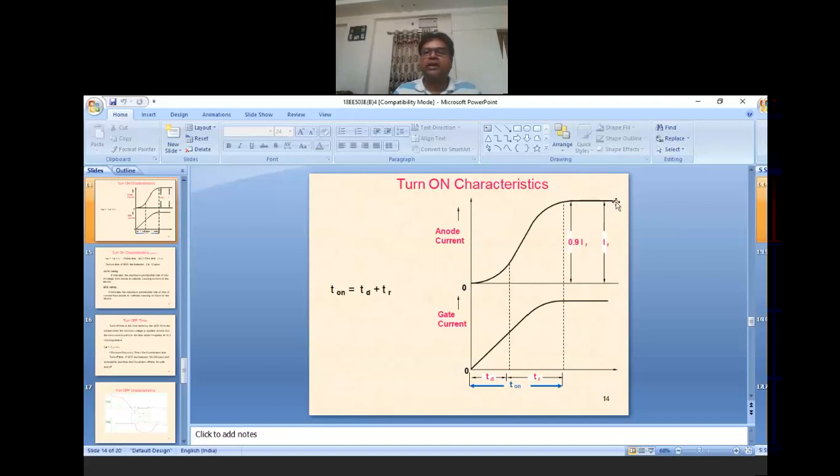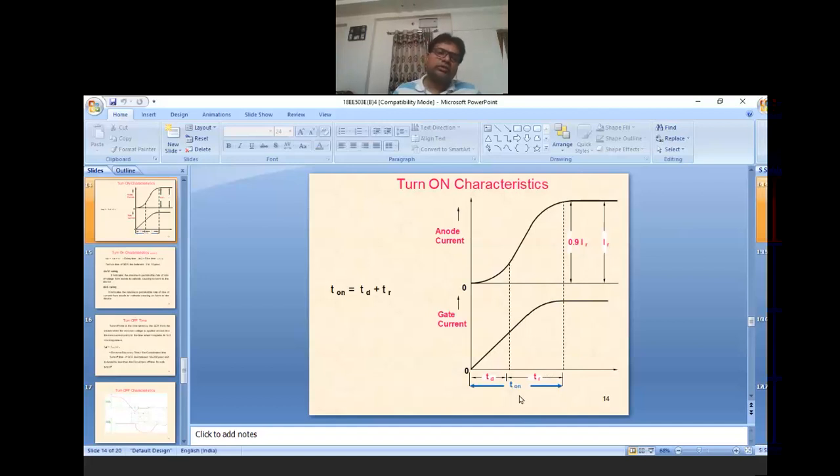That is, if the final current is 1 ampere, then the time taken by the current from 0 amperes to 0.1 amperes will be called the delay time. You can relate this to the forward blocking region. And TR, rise time, is the time taken by the current to increase from 10% to 90% of the final value, that is 0.1 ampere to 0.9 ampere. The total turn on time is TD plus TR.